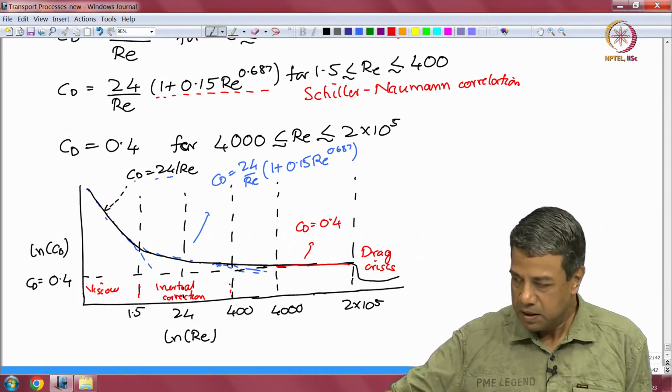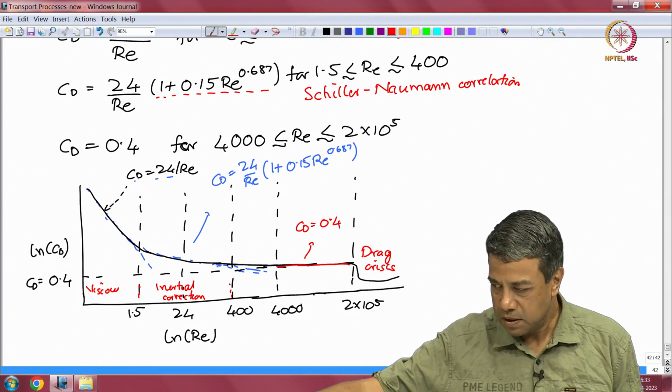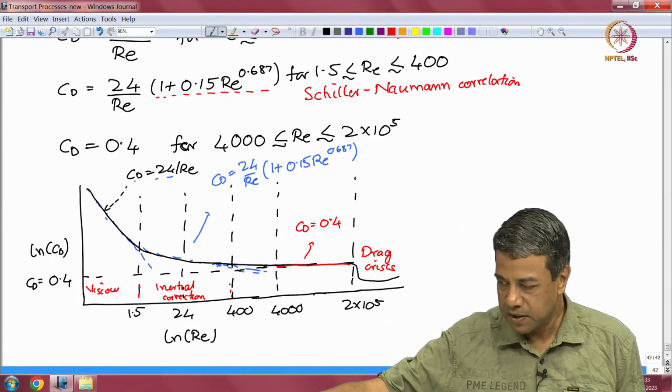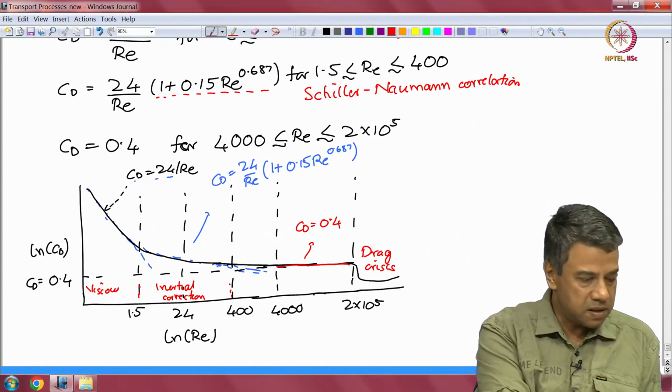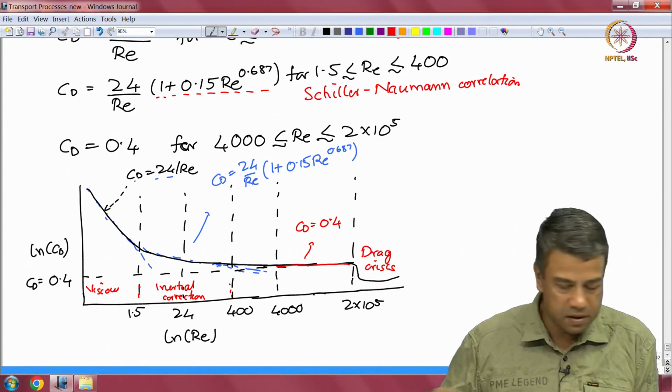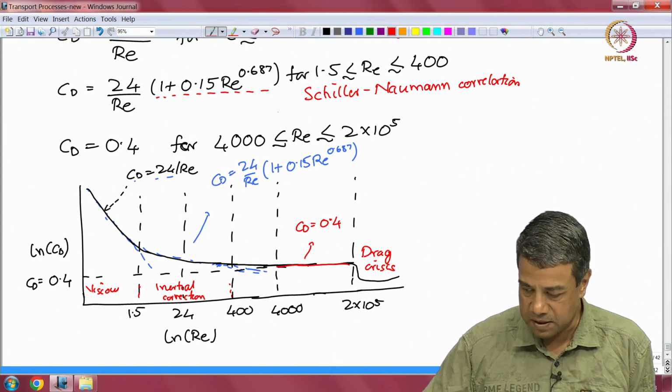Let us now examine, for a realistic system, what will be the size and the velocity at which these transitions take place.